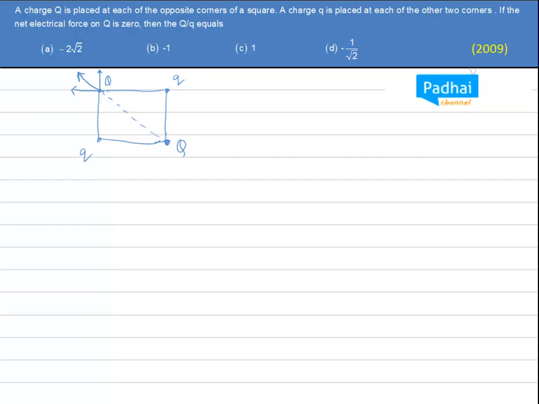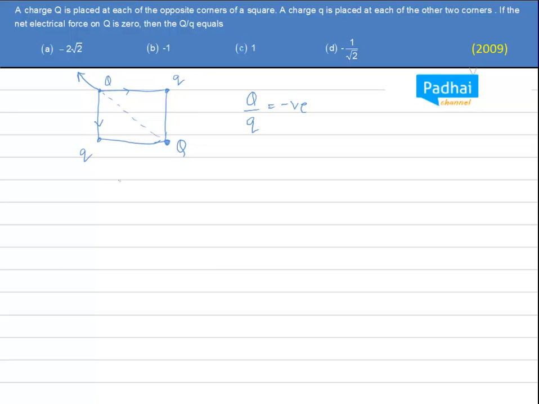That means absolutely what we have to do is, the force should not be in this direction, and rather it should be in this direction and this direction. That means small q is of the opposite sign of that of capital Q. That we come to know, that Q by q should be negative. That means we can definitely eliminate the option C. Right. Now what should be the force?